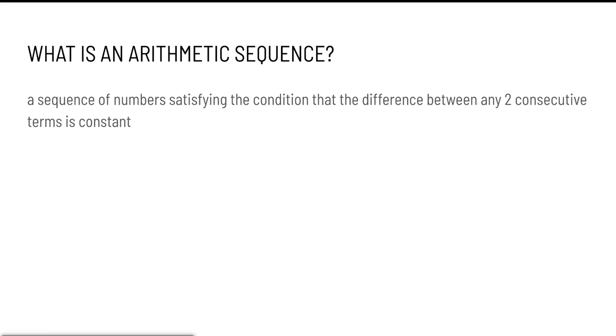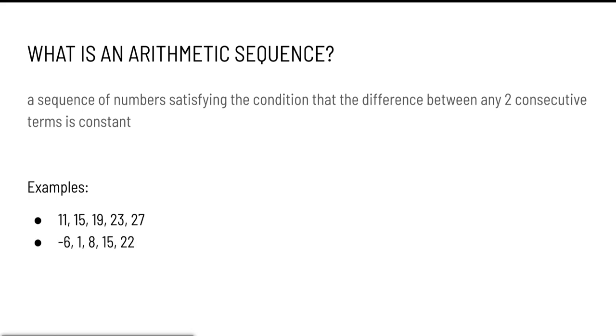So, what do we mean by that? Let's look at a few examples. First is 11, 15, 19, 23, and 27. Consecutive terms means numbers that are right by each other or next to each other. Consecutive, like 11 and 15, 15 and 19, 19 and 23, 23 and 27. So if you subtract any two consecutive terms in this given, you can see that they all have the same difference. For example, 15 and 11, the difference is 4, same as 19 and 15, and so on.